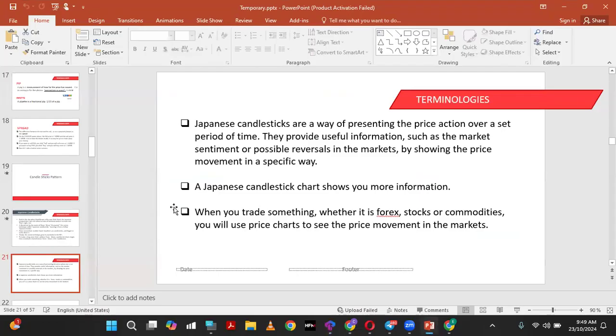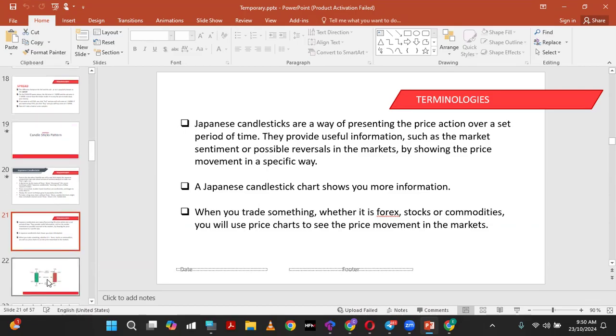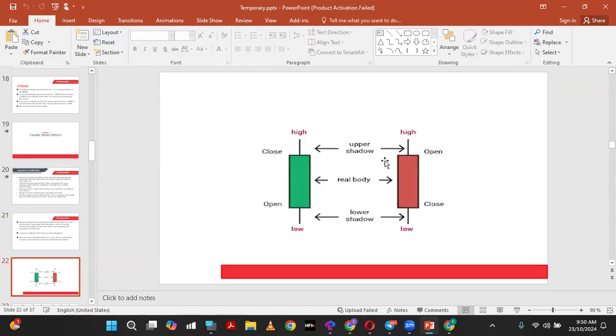So the Japanese candlesticks are a way of presenting the price action over a set period of time. They provide useful information such as the market sentiment or possible reversals in the market by showing the price movement in a specific way. A Japanese candlestick chart shows you more information. When you trade something, whether it is forex, stocks, or commodities, you will use price charts to see the price movements in the market. So this is basically what a candlestick is.